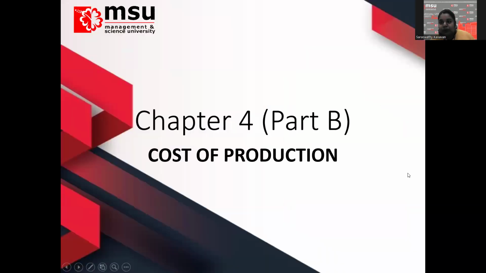Okay, now we go to chapter 4, part B. Cost of the production. Previously, we saw the output: total output, AP (average output), MP (marginal output), and so on. Now this part is about the cost of the production. Whatever cost we use to produce goods and services is called the cost of the production.